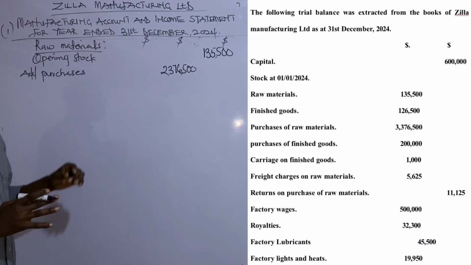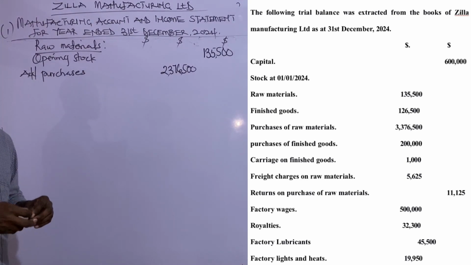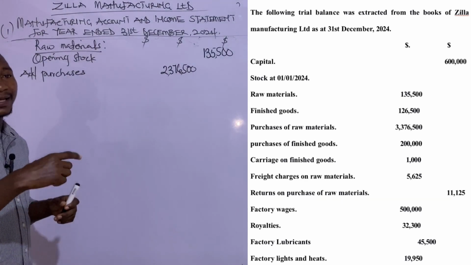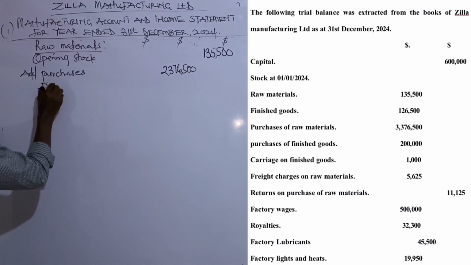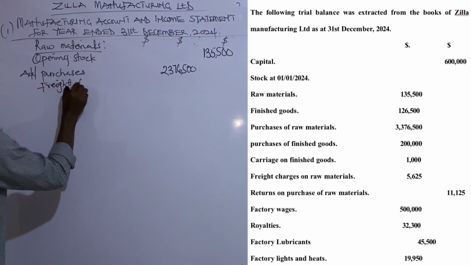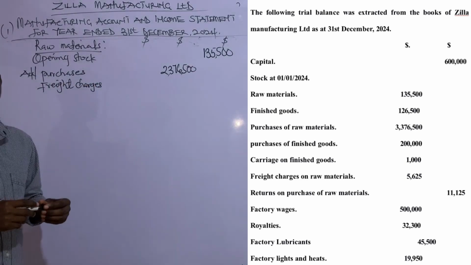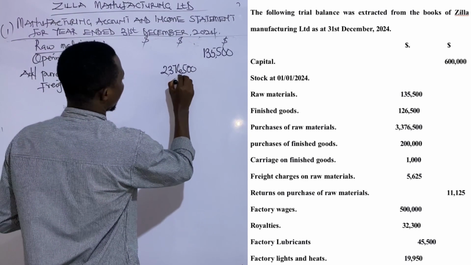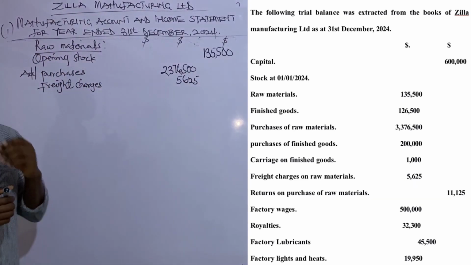Now, is there any cost that is incurred in bringing the raw materials into the premises of the business? Yes, that is what we call freight charges. It's more or less like the carriage inwards. So the freight charges are the cost incurred. It's like transportation costs. Is that okay? Good. So we also add freight charges. When we look through the question, the freight charges is 5,625. This is the freight charges.